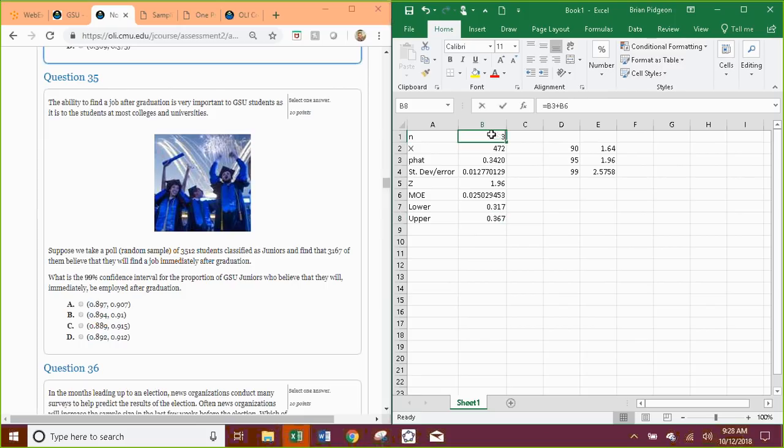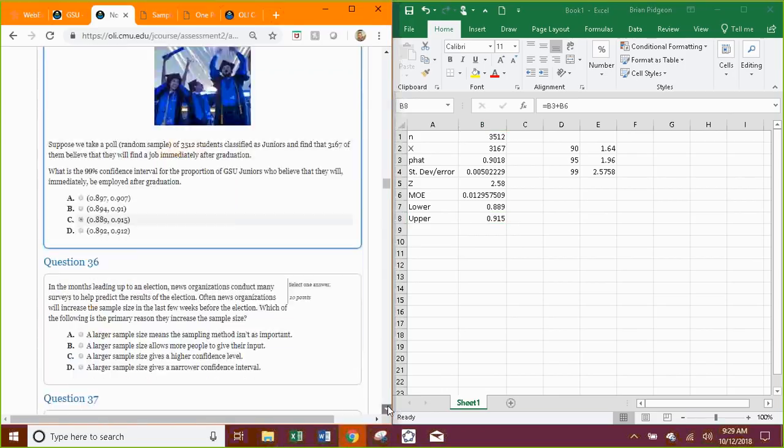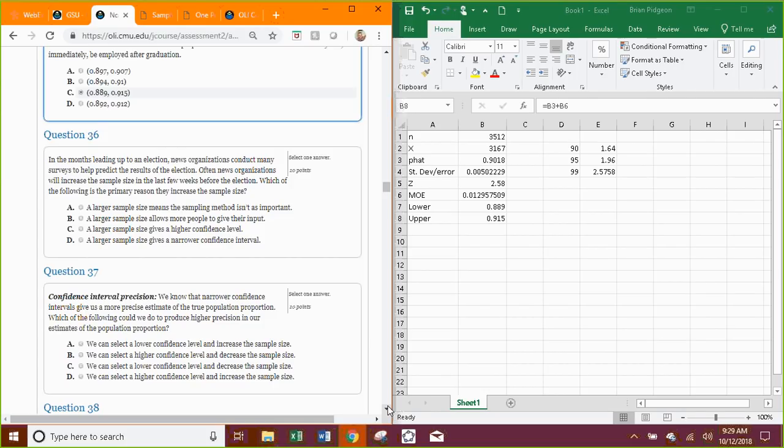Okay, another one. Suppose we take a poll of 3,512 students classified as juniors, and we find that 3,167 of them believe they will find a job immediately after graduation, which means about 90% of them believe that. Our standard error is the square root of p-hat times 1 minus p-hat over n. We want a 99% confidence interval. Well, that's going to be 2.5758. Some textbooks say 2.58. And there we go. And we do p-hat minus the margin of error, p-hat plus the margin of error to give us 0.889 to 0.915.